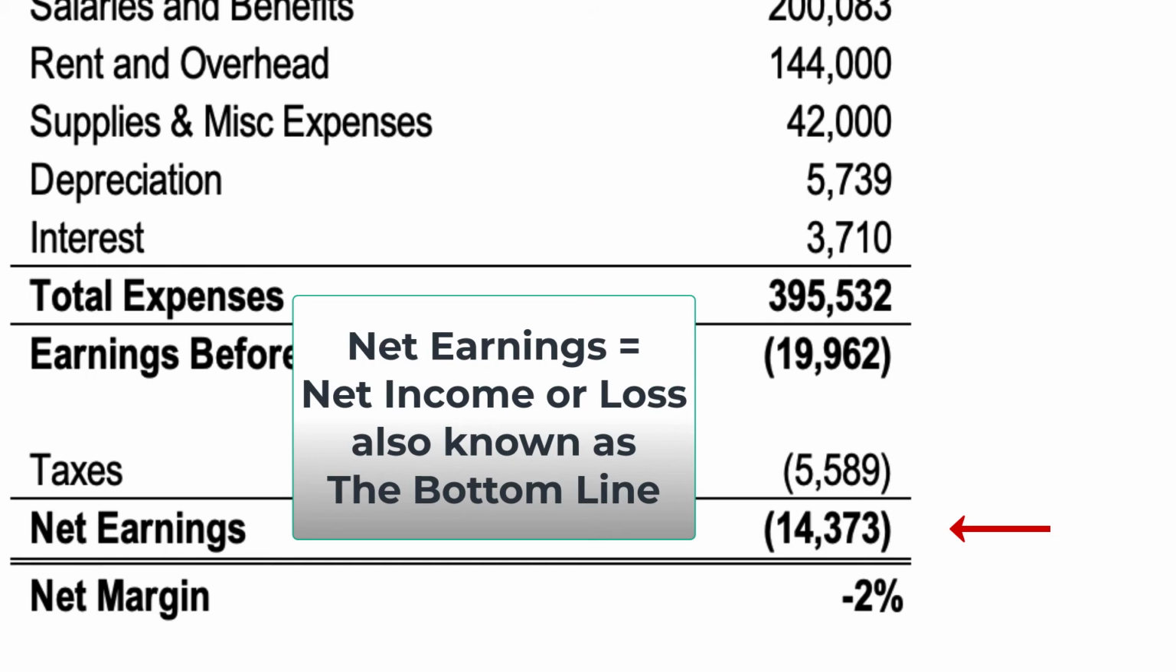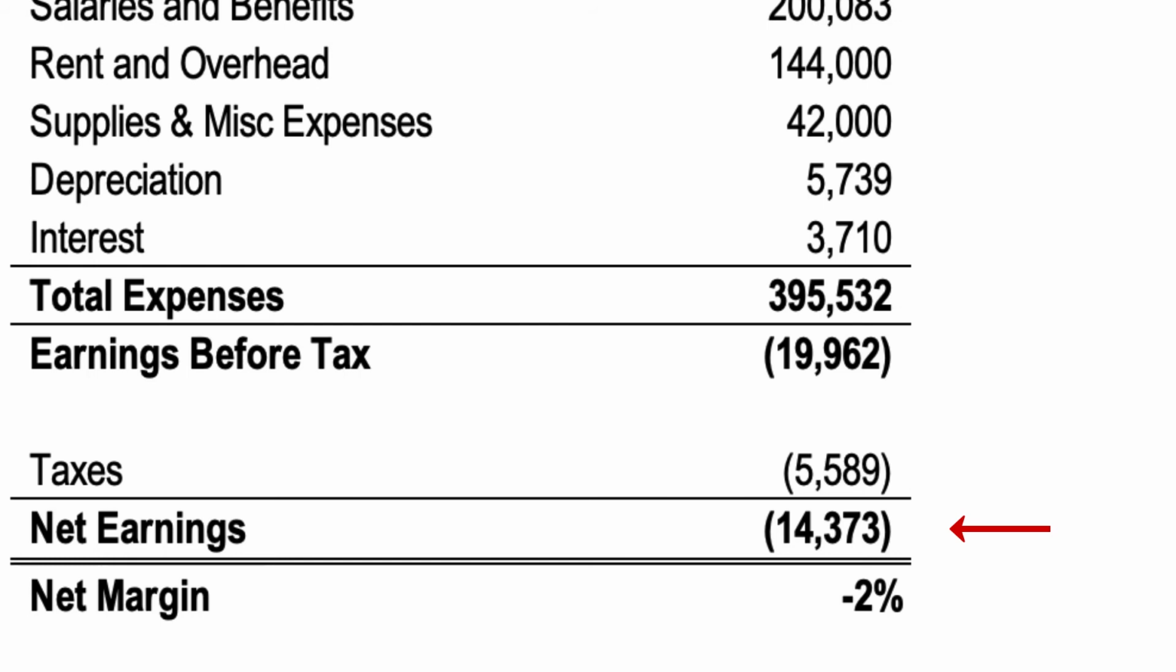In this case, it is a loss of $14,373. This line is sometimes called the bottom line. Your top line is the revenue, and your bottom line is your net income or loss. This is an important number. Again, in this example, it is a negative number. And that happens sometimes. Hopefully you have a lot more positive net income than you do net losses.